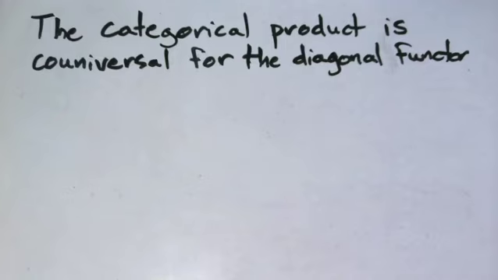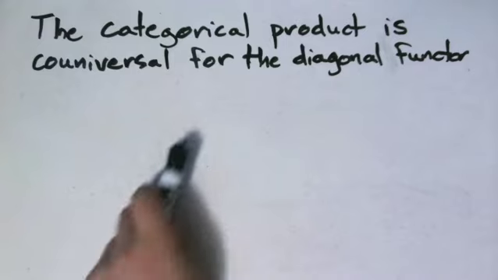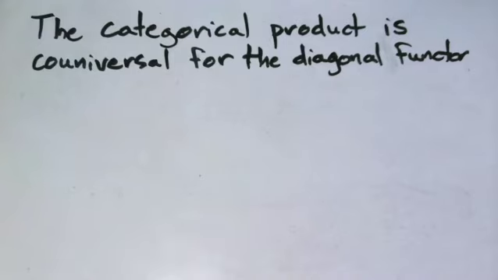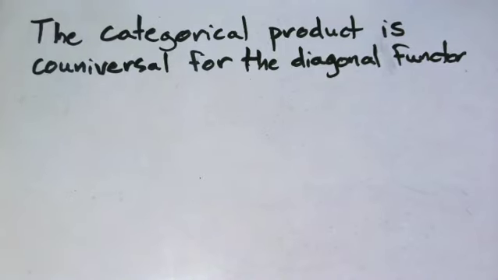With those definitions in place, we can now look at our example of couniversality. So we're going to see that the categorical product is actually co-universal for the diagonal functor. So we just defined the categorical product and the diagonal functor, and we'll now use those definitions to show that this is an example of co-universality. So how do we go about proving this?